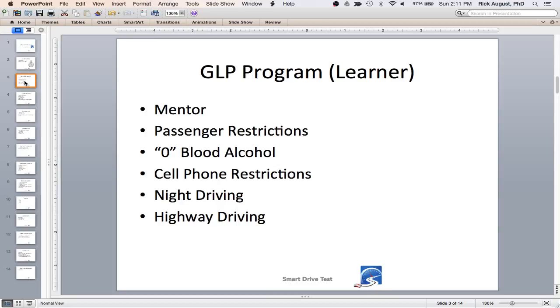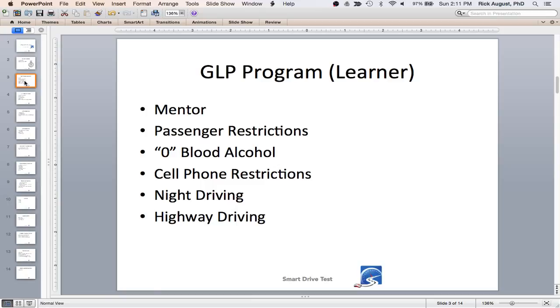In the learner's phase as well, there oftentimes are going to be passenger restrictions of who you can have in the vehicle. In some cases, it will be restricted to immediate family: mom, dad, siblings, grandpa and grandma. Other times, there won't be any restrictions in terms of who are the passengers on the vehicle. In your learner's phase, you're going to have a zero blood alcohol. You cannot have any alcohol in your system whatsoever.